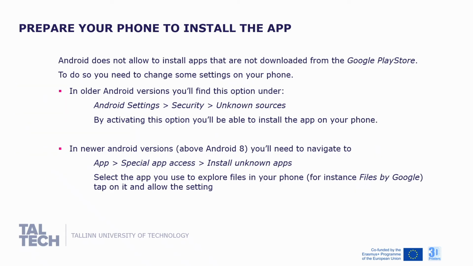Now we should prepare the Android phone or tablet to be able to install the app. Android does not allow installing apps that are not downloaded from Google Play Store. To do so, you'll need to change some settings in your phone. In older Android versions, you will find the options under Android Settings, Security, and Unknown Sources. By activating this option, you will be able to install the app on your phone. In newer Android versions, above Android 8, you will need to navigate to Apps, Special App Access, Install Unknown Apps. Select the app you use to explore files in your phone, for instance, Files by Google, tap on it and allow the setting.